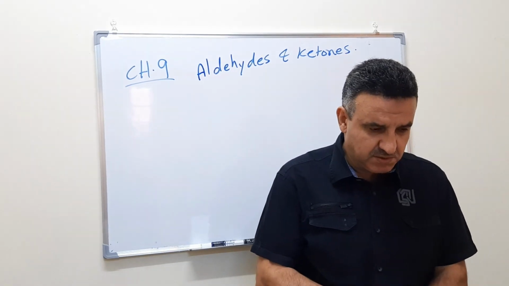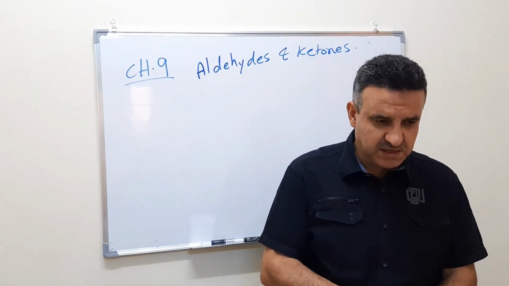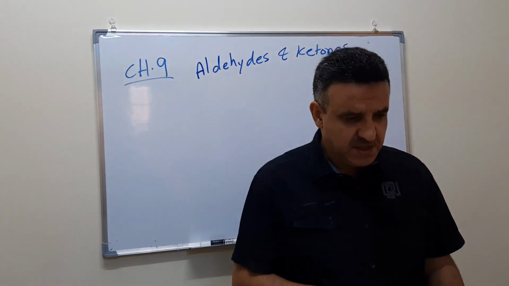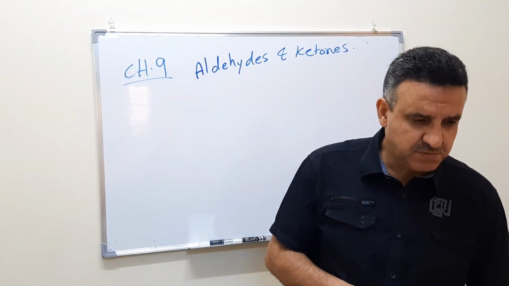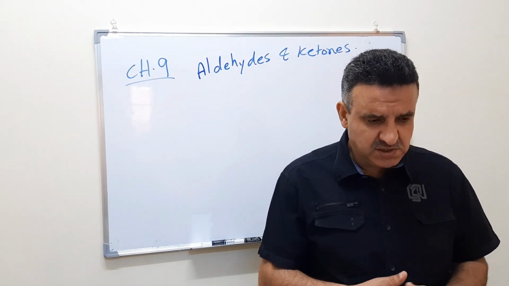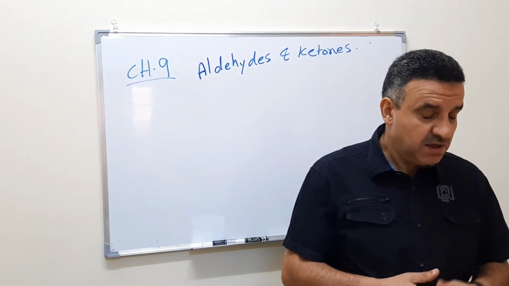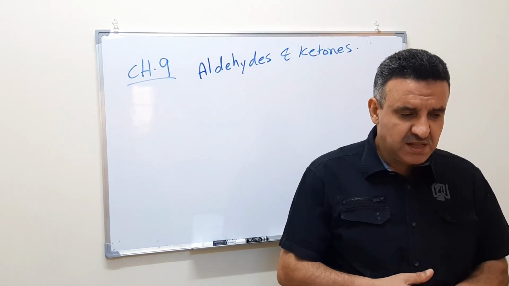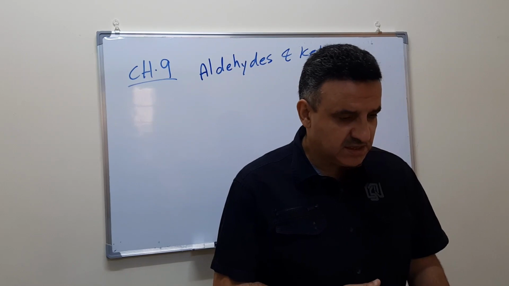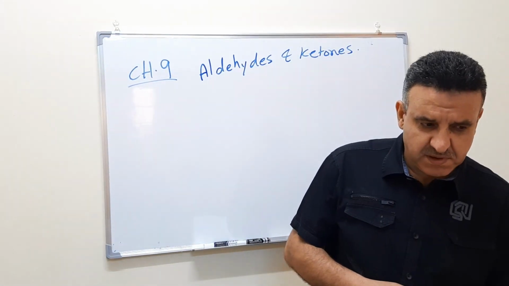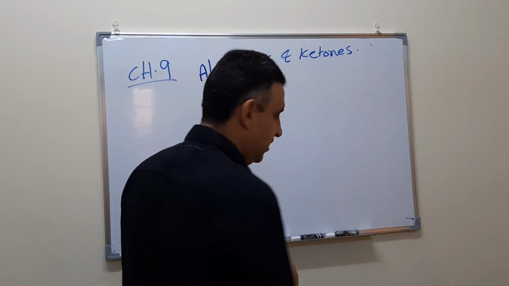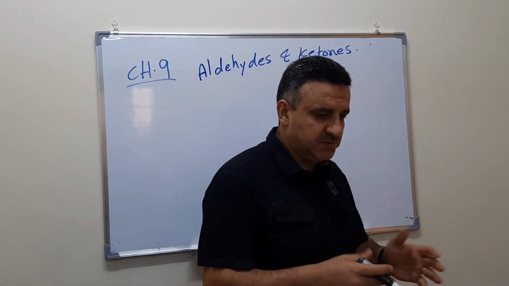Today we will start chapter 9, which is aldehydes and ketones: nucleophilic addition reactions. As usual, we are going to start with the nomenclature of aldehydes and ketones, then the preparation or synthesis of aldehydes and ketones, and finally the reactions of aldehydes and ketones. Let's start first by explaining the nature of the carbonyl, which is a common functional group between the two.